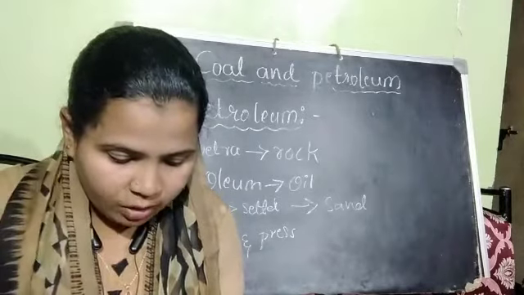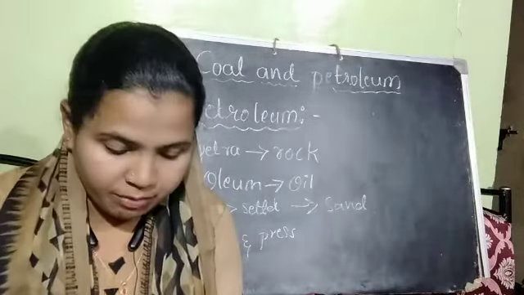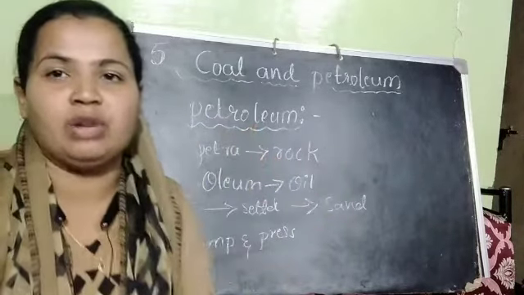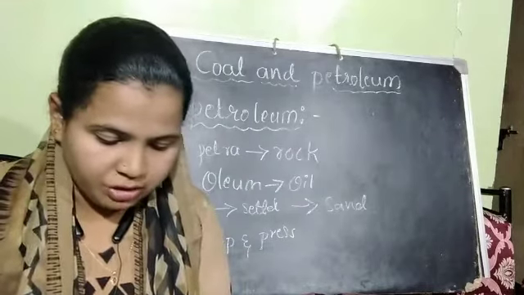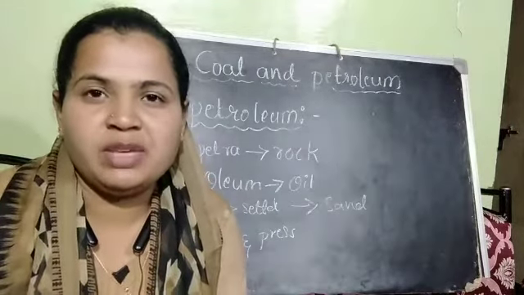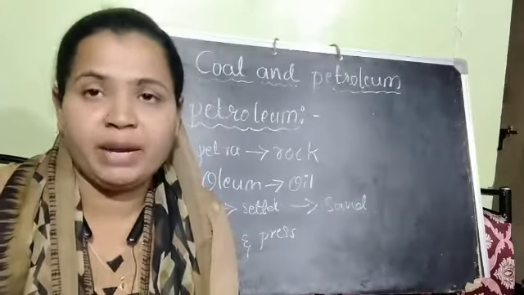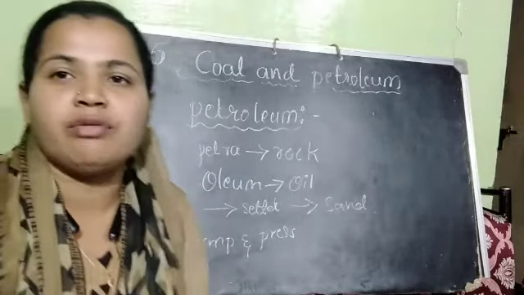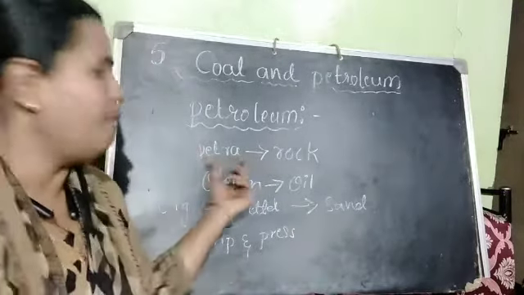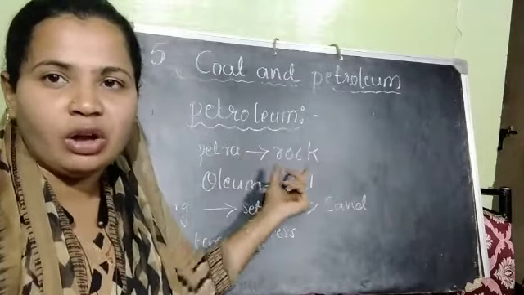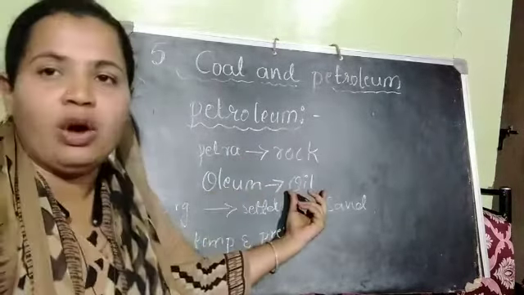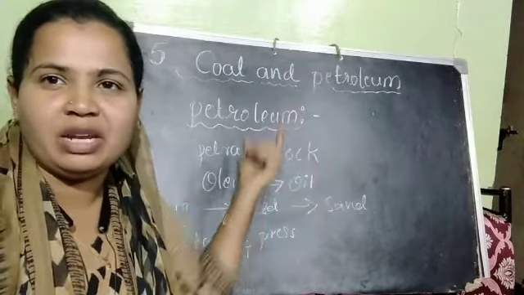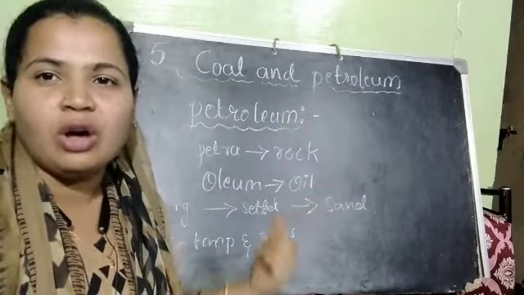Petrol, diesel and all these fuels come from a natural resource called petroleum. Petroleum is a natural resource. From where do we derive this word petroleum? The meaning of this word: petra means rock, and oleum means oil. The oil which is present in the rock is called petroleum. Petra means rock, oleum means oil. Okay.